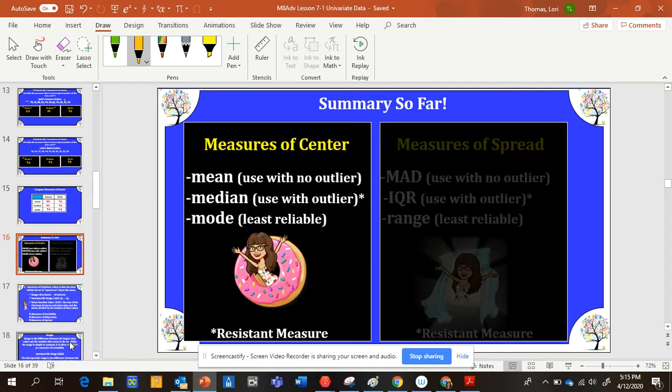So let's take a look at a summary. So summary so far, this is what you need to know. We're just talking about the measures of center of univariate data, the mean, median, and mode. You need to know that you're going to use the mean when there's no outlier. You're going to use the median if there is an outlier because it's a resistant measure. And then the mode is the least reliable data point, so that is used the least.